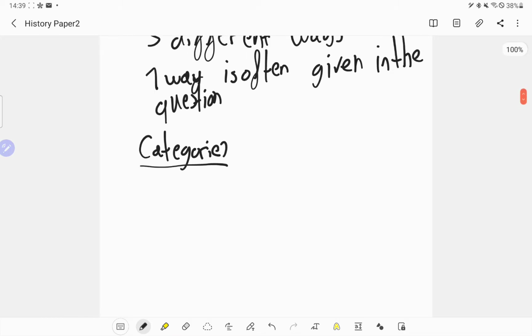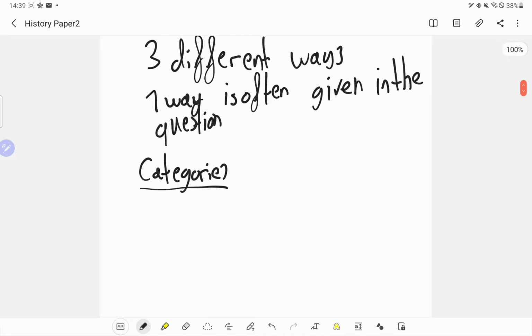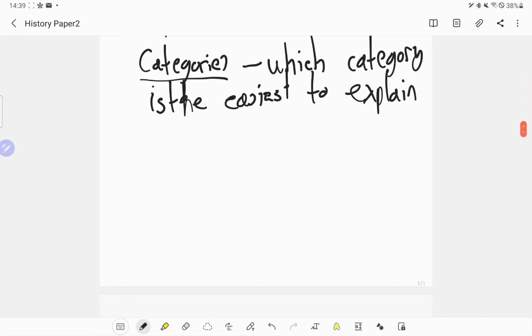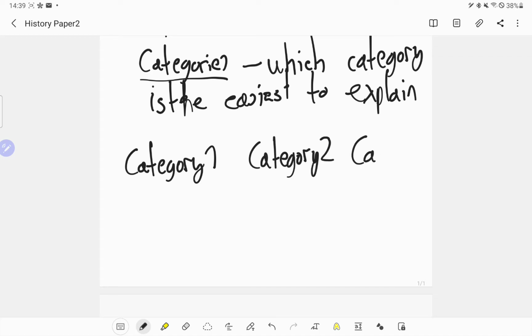Now that you're planning these 3 categories and thinking about which categories to use, think about which category is the easiest to explain and could be linked, because linking categories is a good thing to do in your essay. If you can link and compare them easily, it will give you a much higher mark. So for example, you have 3 categories: category 1, category 2, and category 3.